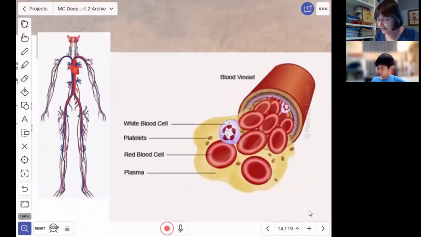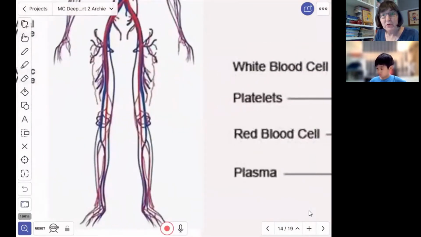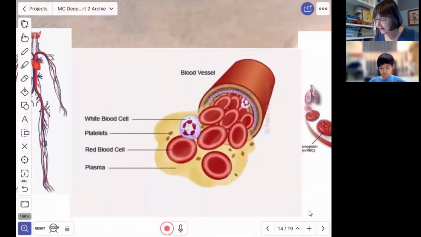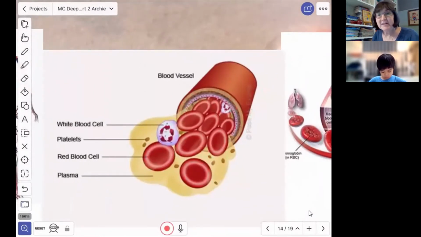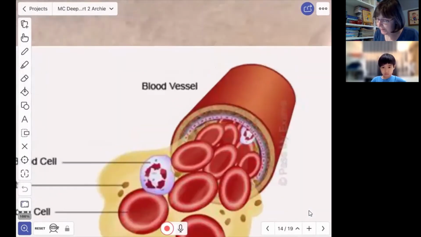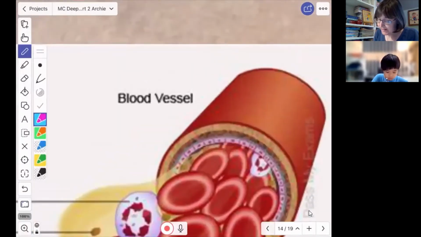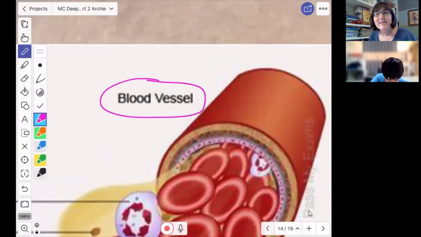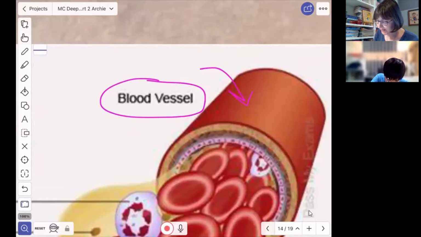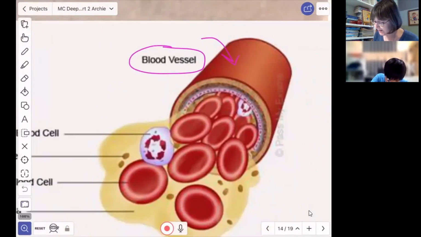Well, if we took one of these red or blue tubes and cut it in half and looked inside, we would see the blood cells that are traveling through that tube called a blood vessel. So you can see here's the word blood vessel. This is the fancy name, vessel, for what this tube is called that has the blood cells traveling through it.